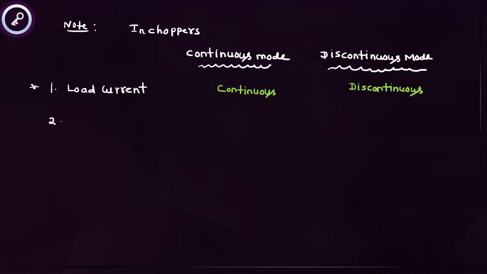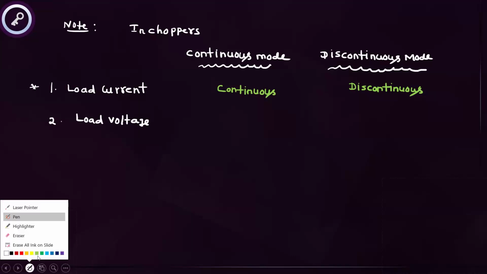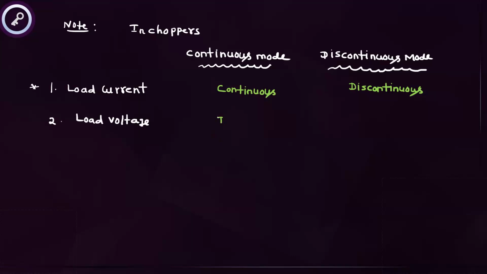What about the load voltage? We know that in choppers the load voltage is always controlled. We are getting pulsating DC, that is variable DC. Variable DC means it is not a continuous voltage. That's why the load voltage is always discontinuous, whether in continuous mode or discontinuous mode. Discontinuous in the sense that we are not getting a constant voltage.